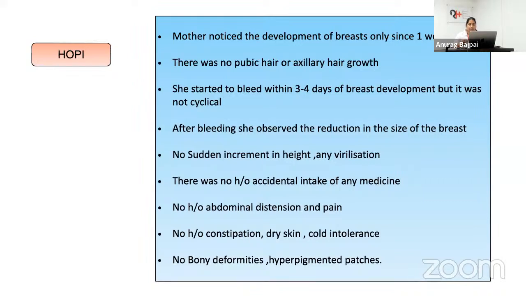After the bleed, she observed that there was a reduction in the size of the breast. And she also told us that there was no sudden increment in height and there was no virilization. She told us that there was no history of any accidental intake of any medicine. There was no history of any abdominal distension or pain. And she never had any constipation or cold intolerance or dry skin. She doesn't have any bony deformities or hyperpigmented patches.